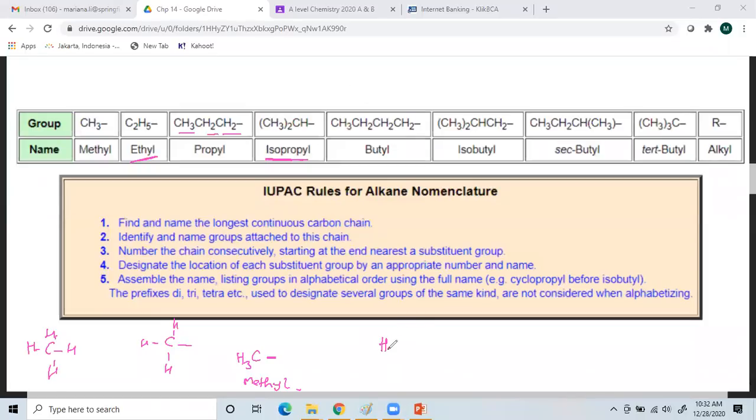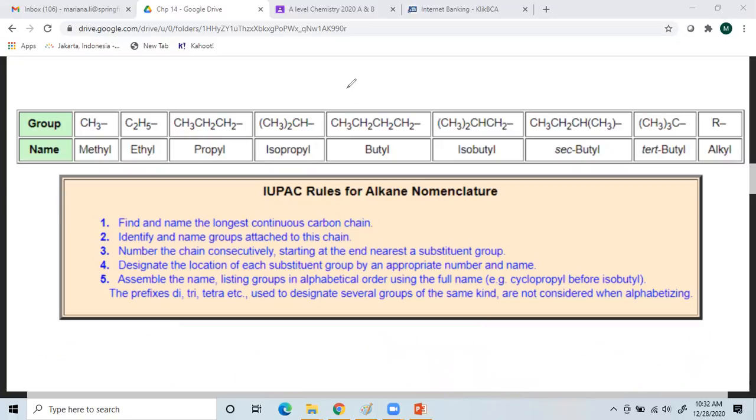The structure will change from CH3, CH2, CH2 to CH3, CH, CH3. So the carbon that connects to the longest chain later on will be CH, not CH2. Let's say we have this CH3, CH2, CH2 connected to the longest chain. This is propyl, but this is isopropyl. The C that connects to the longest chain is connected to another CH3. Yes, this is isopropyl. You understand?